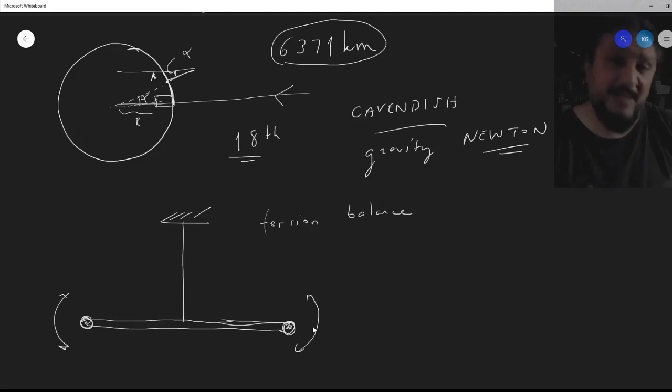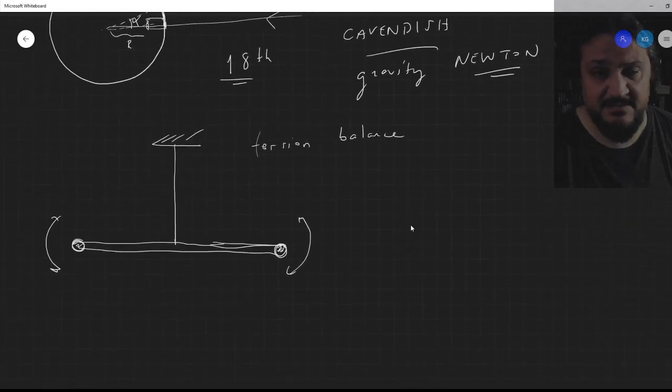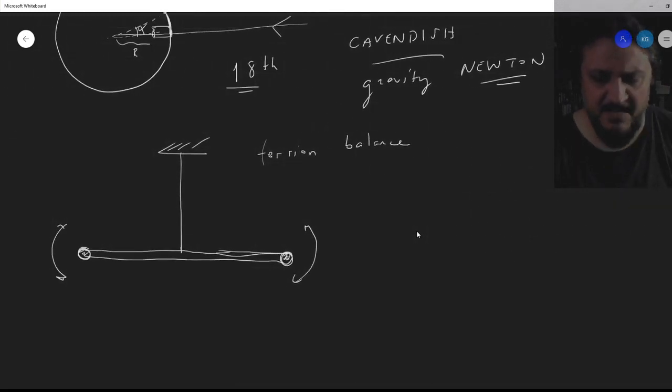So it's a balance, not only in this direction, but also that direction. All right? It's called a torsion balance. So he used this to do what? To measure gravity. So he added to the system two more masses, maybe larger, okay?